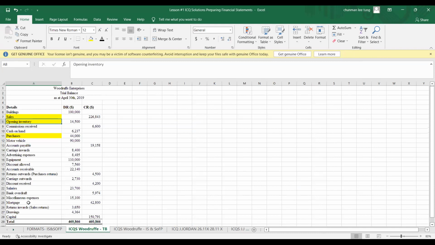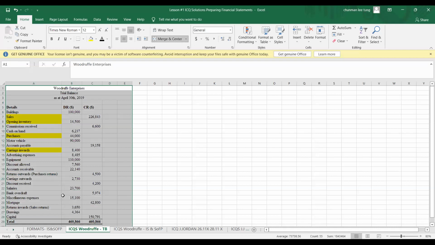Carriage inwards. Right, so this is what I want you all to do. Obviously, you won't have a highlighter in the exam, but you will at least have a pencil. So just put a little tick sign on these items. This is what I mean by ticking them off. All right, so we're using this entire answer here to format our income statement.